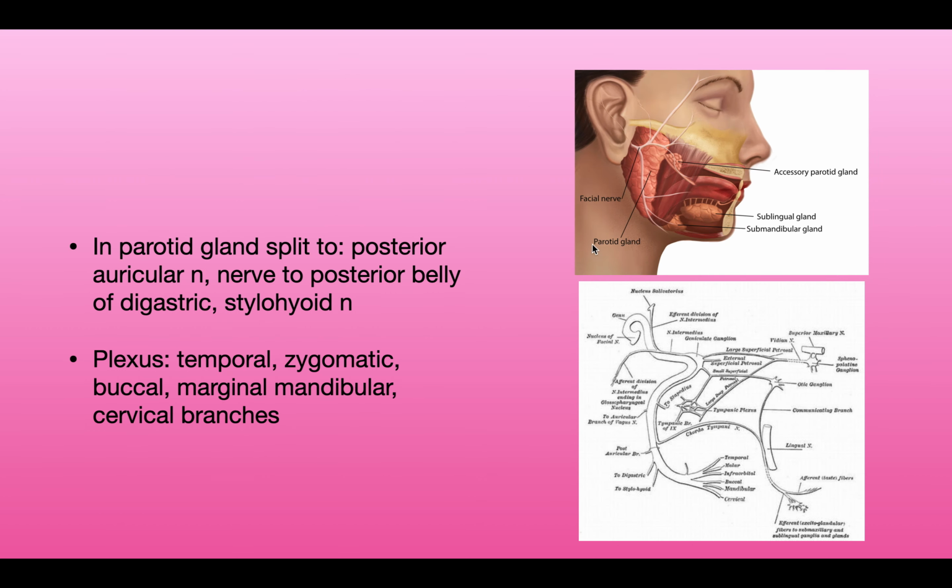In the parotid, the facial nerve will pass through the parotid itself and split to the posterior belly of the digastric, the stylohyoid, and the posterior auricular nerve. It forms a plexus with everything, and that includes the temporal, the zygomatic, the buccal, marginal mandibular, and the cervical branches.